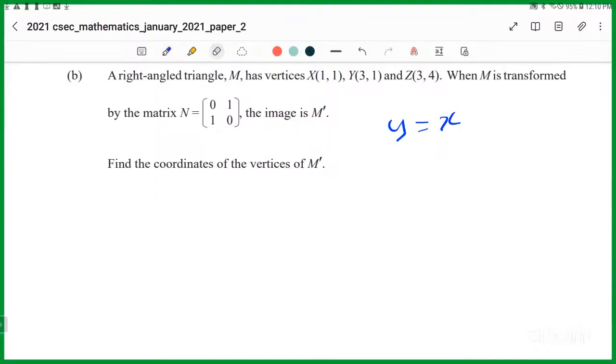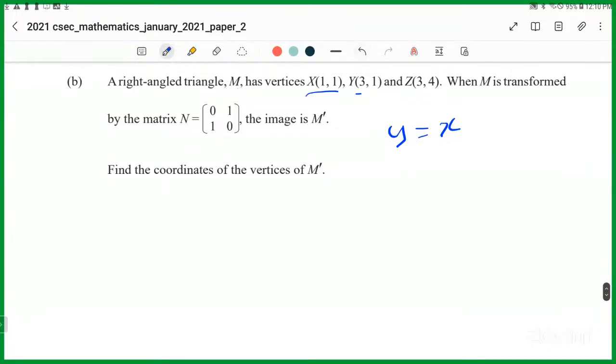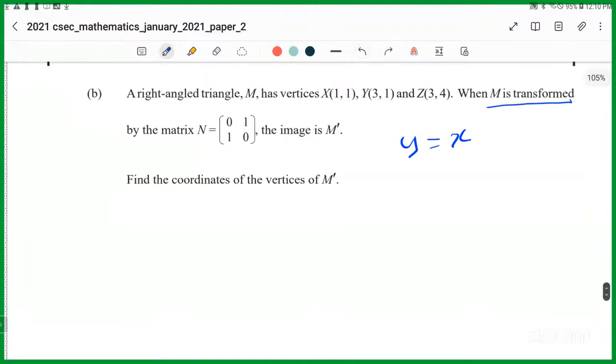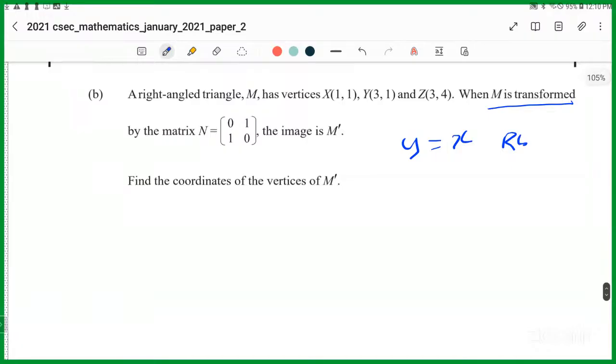It says, easy question, listen, the right angle triangle M has these vertices. These are the vertices, right? When M is transformed by the matrix, this, which is a y equals x reflection matrix.